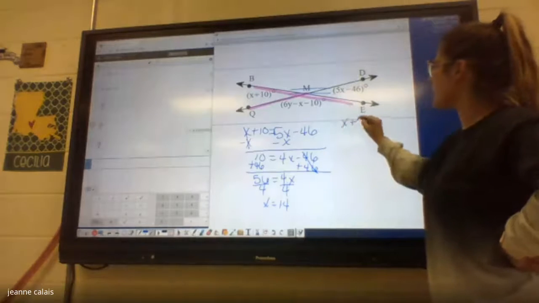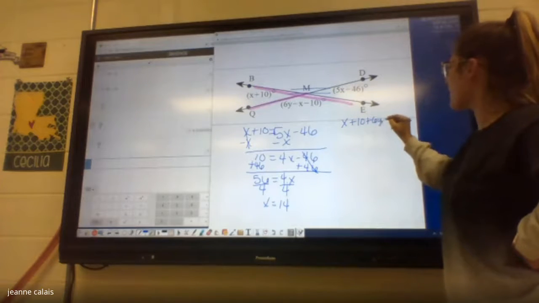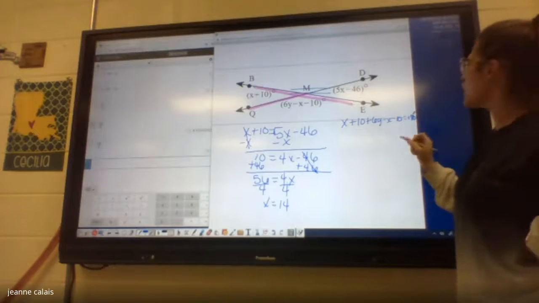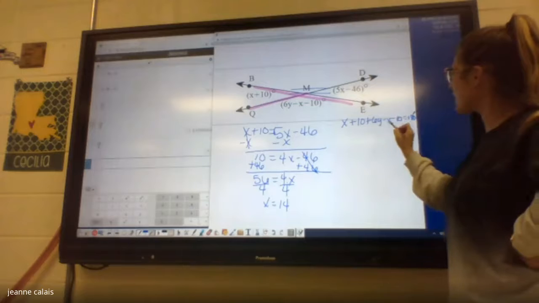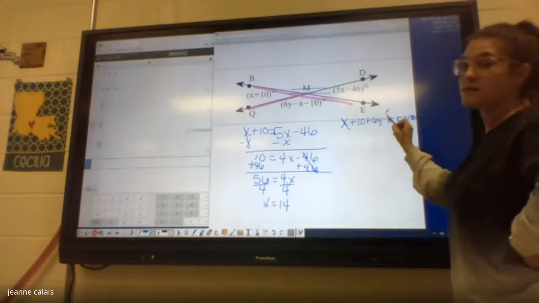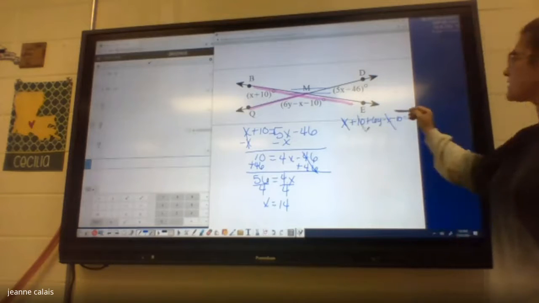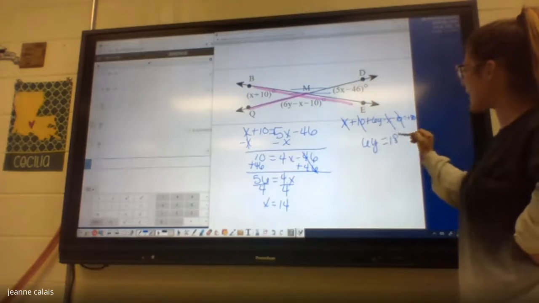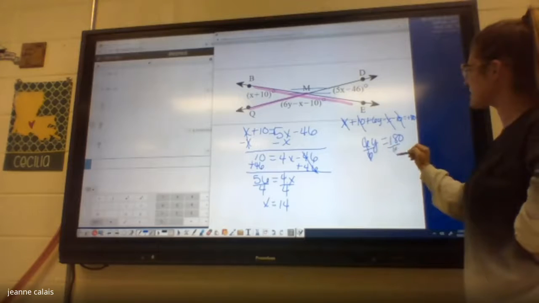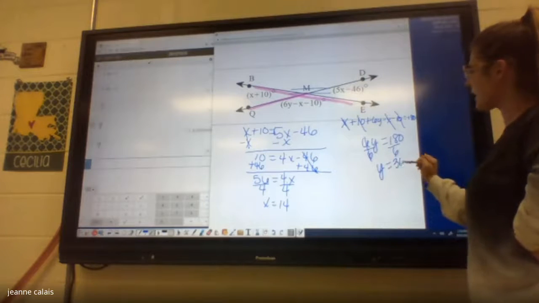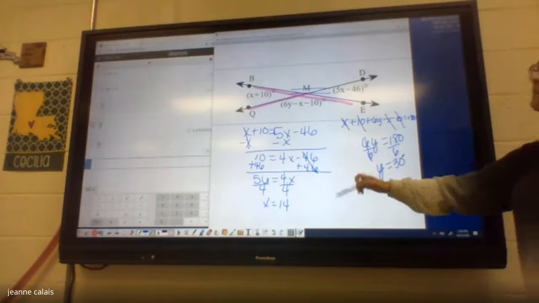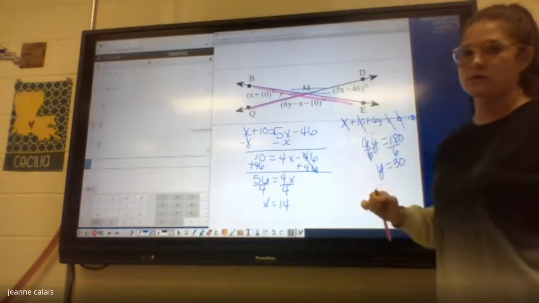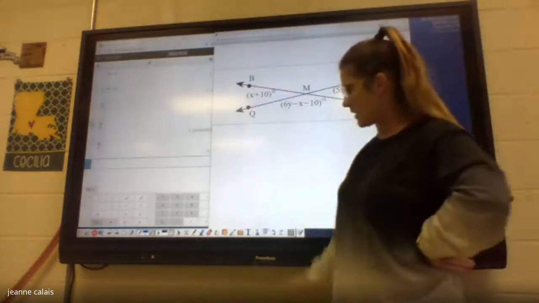You have x plus 10 plus 6y minus x minus 10 equals 180. So what happens is when you combine your like terms, you have a positive x and a negative x, a positive 10 and a negative 10. So all that's left is 6y equals 180, divided by 6, and you get y is 30. So that's super easy. Now it's a matter of just plugging it in to find your angles. I'm not going to go over that. That's pretty simple.